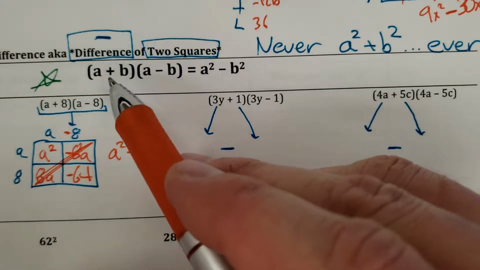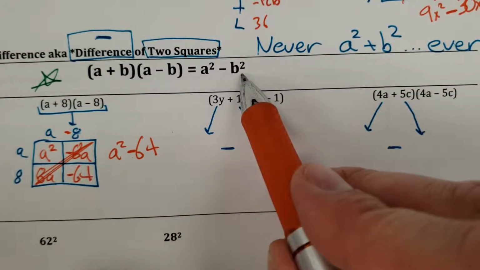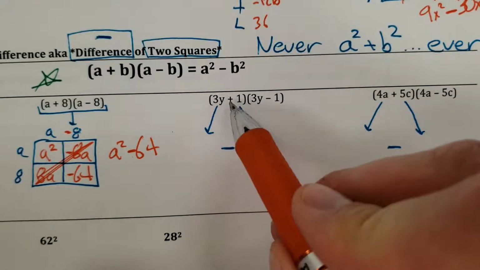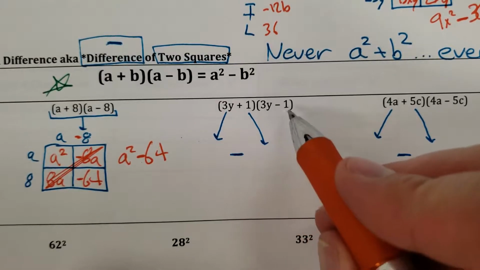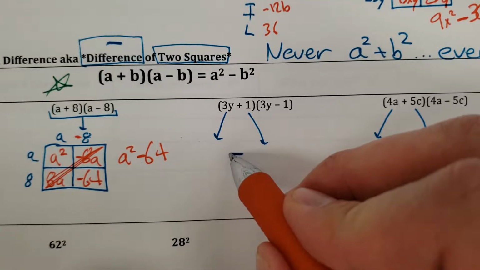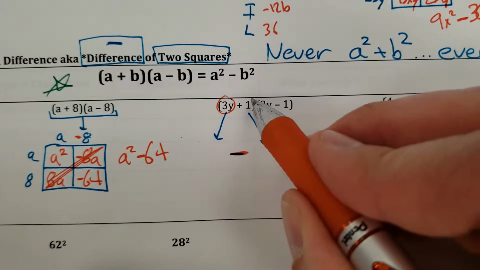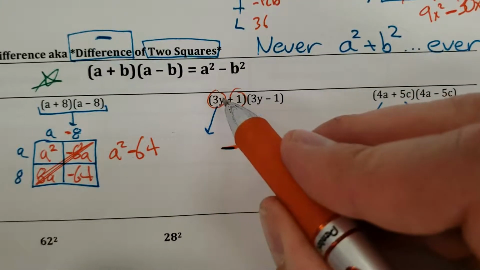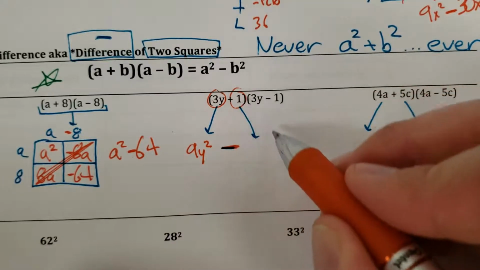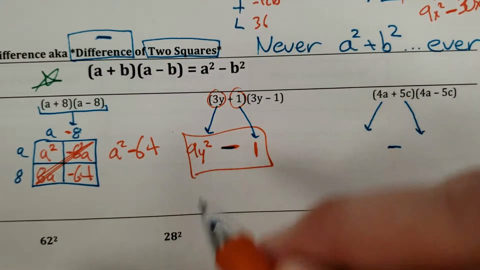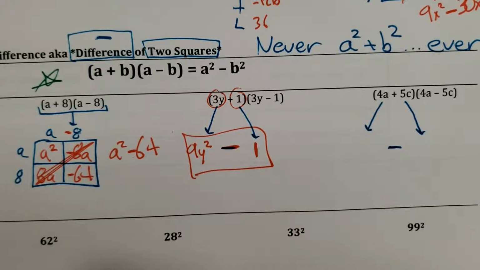So now that I've done it slow, I'm going to show you the shortcut. As soon as you see it's one of these, you can say it's one of those. Okay? So I got a 3y plus 1 and a 3y minus 1. It's the same two pieces. One's a plus, one's a minus. So I know my answer is going to be a difference of the two things squared. 3y squared is a 9y squared, and then 1 squared is 1. There's my answer. This whole thing would turn into a 9y squared minus 1.